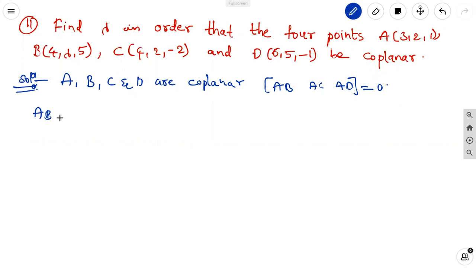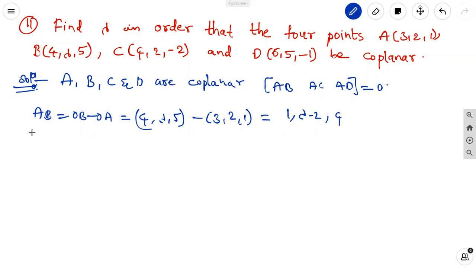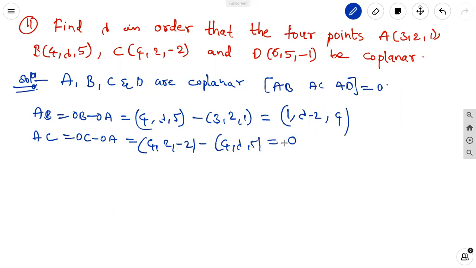Find out AB, that is equal to OB minus OA, equal to (4, lambda, 5) minus (3, 2, 1), equal to 4 minus 3 is 1, lambda minus 2, 5 minus 1 equal to 4. AC equal to OC minus OA, where C is (4, 2, minus 2) and A is (4, lambda, 5), equal to 4 minus 4 is 0, 2 minus lambda, minus 2 minus 5 is minus 7.